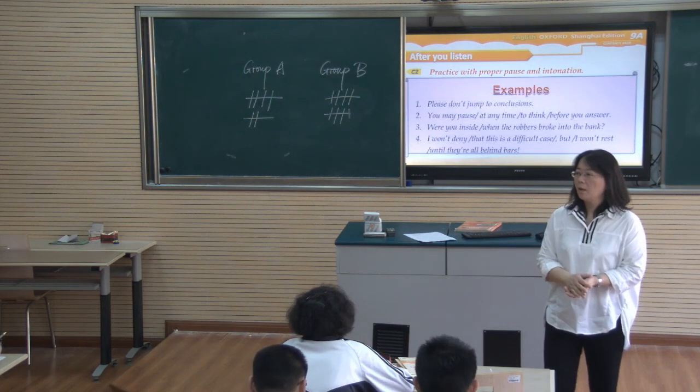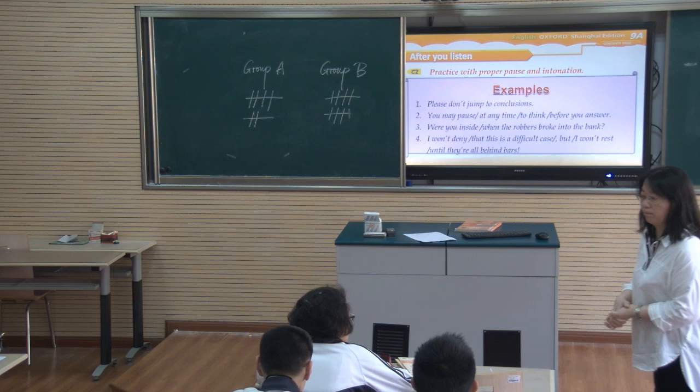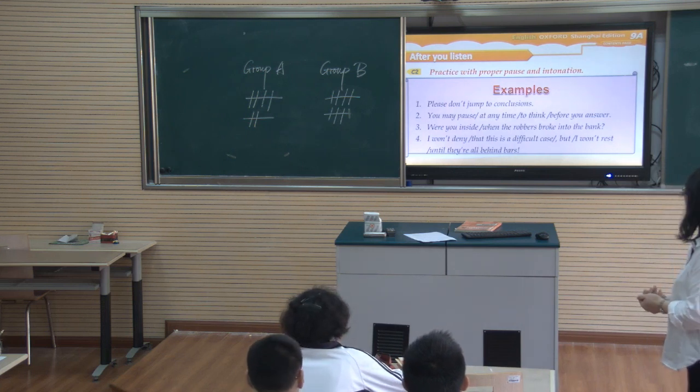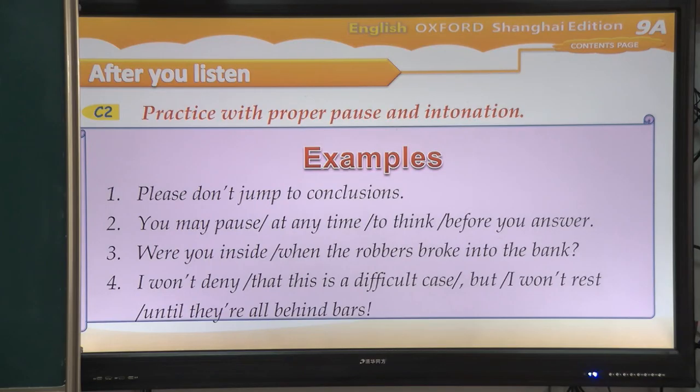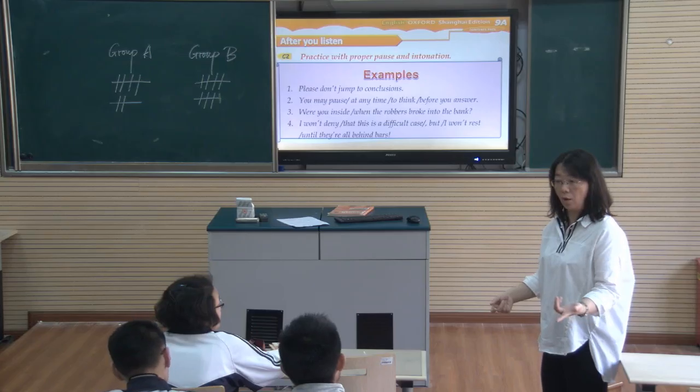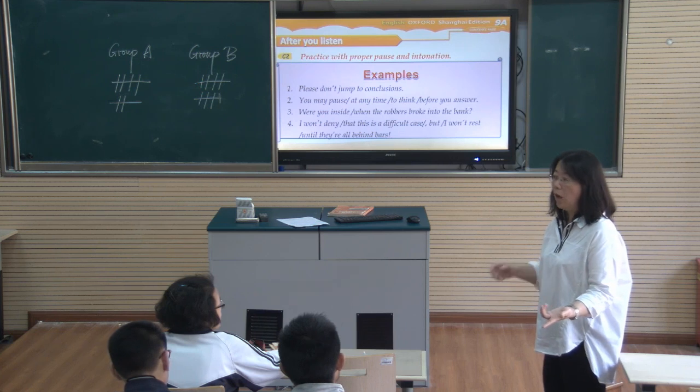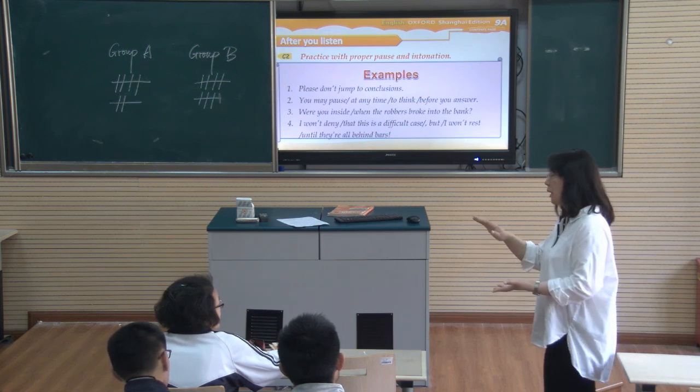So now here are some examples. Now, for example, the first one, how to read it. Have a try. Please don't jump to conclusions. If I read like this, please don't jump to conclusions. Is it okay? No. So, how to make it better?